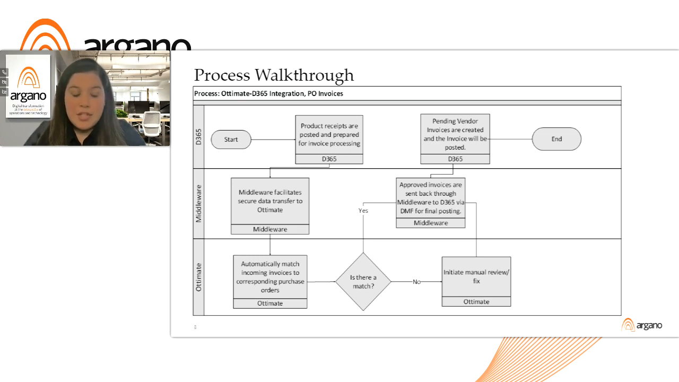If there is not a match back to the Ottimate section, we would initiate a manual review and fix. Then we would send those approved invoices into D365, and then we would go ahead and review those invoices and post them, or have the workflow auto post. And that's the end of the process.